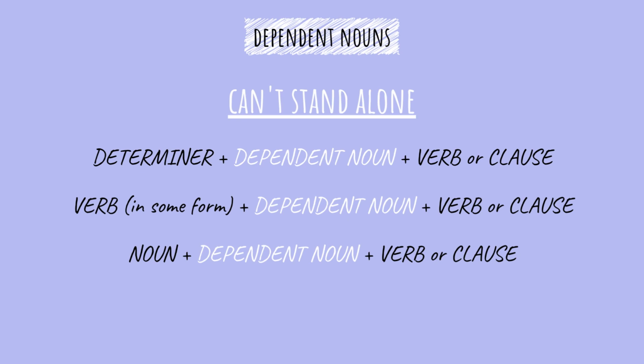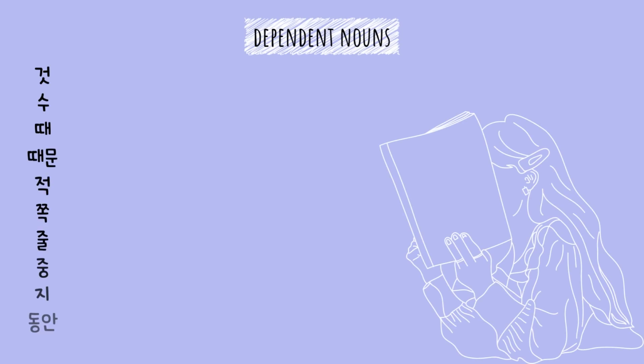So why do we need to learn these dependent nouns when they can't even stand alone? Well, they might have some attachment issues, but they are very, very important and very, very common. They are used in so many expressions, so many phrases, and they are also used to make some very common grammatical structures. For today's lesson, I've chosen 10 dependent nouns.